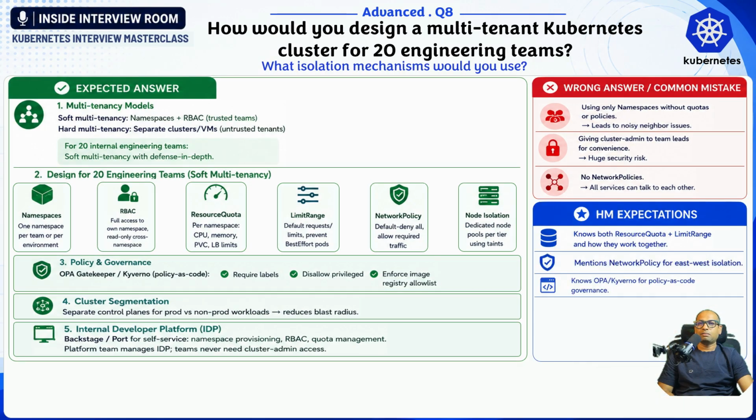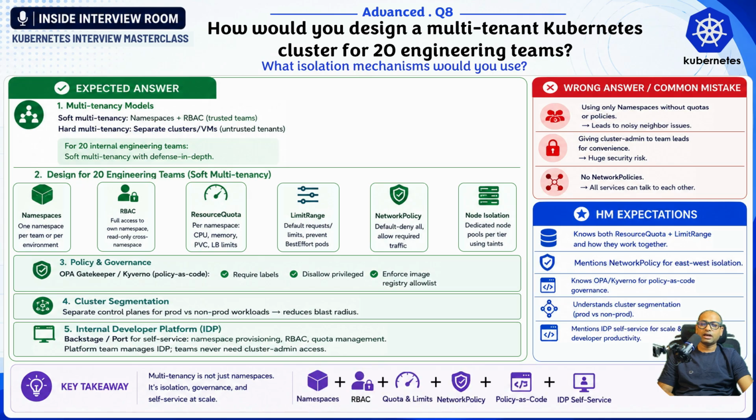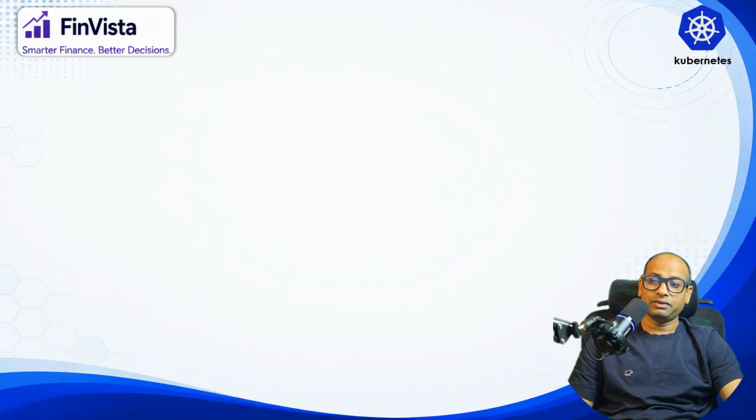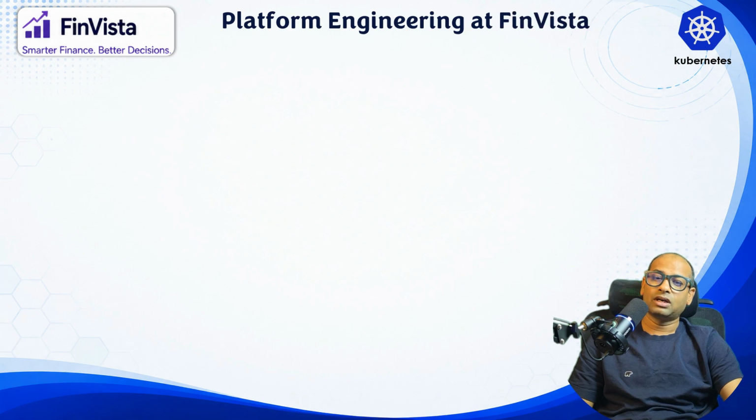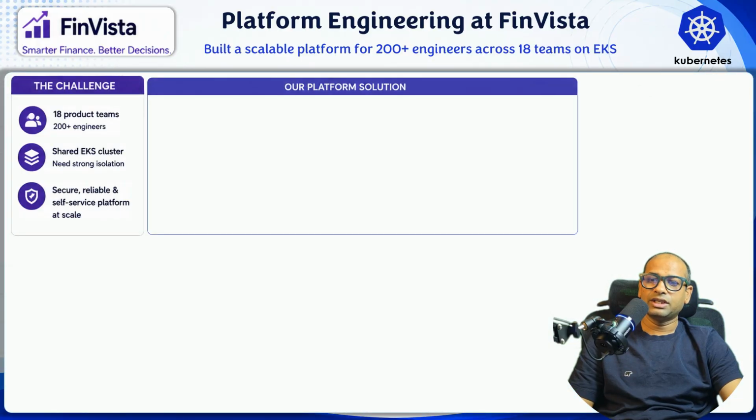The expectation from the hiring manager is that the candidate should know both resource quota and limit range, and how they work together, while also mentioning network policies and east-west isolation. Platform engineering example with Finvista: built a scalable platform for 200 plus engineers across 18 teams on EKS. The challenge: 18 product teams, 200 engineers, a shared EKS cluster that needs strong isolation, and a reliable self-service platform.